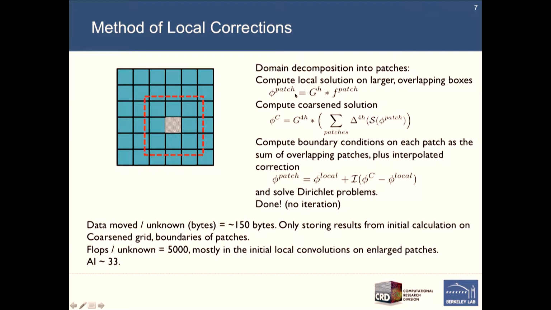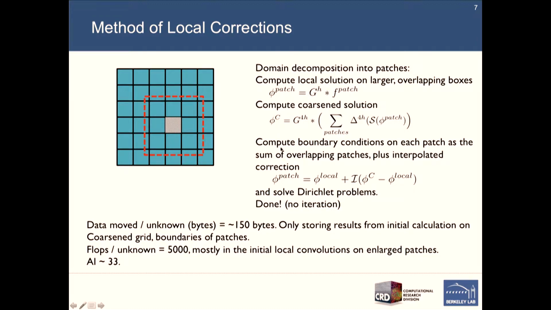First step is to compute a local solution on larger overlapping patches. So here's one of the patches, and I'm going to compute G convolved with F on this red dotted box here. This is actually the approximate size, about a radius of 2 in max norm. Now I compute a coarsened solution, very much the same way I did in multigrid. Phi c is equal to, I've coarsened by a factor of 4, not 2. And then how do I get the right-hand side? Well, I take the coarse operator and apply it to a coarsened version of the patch data.